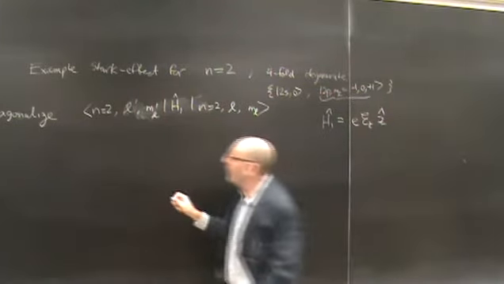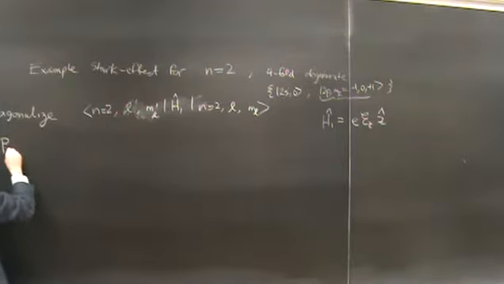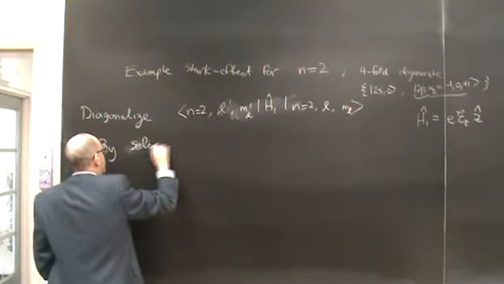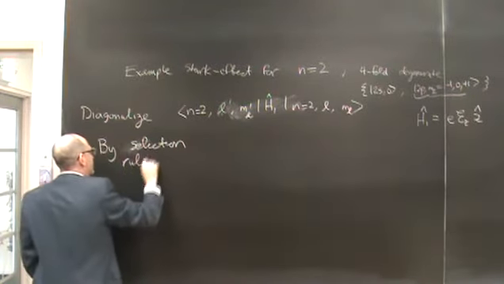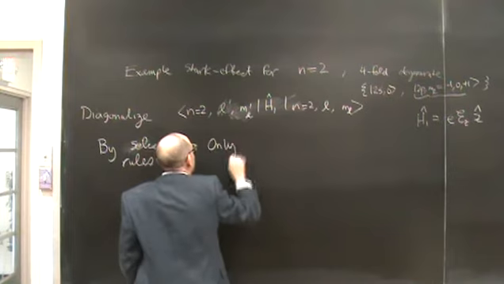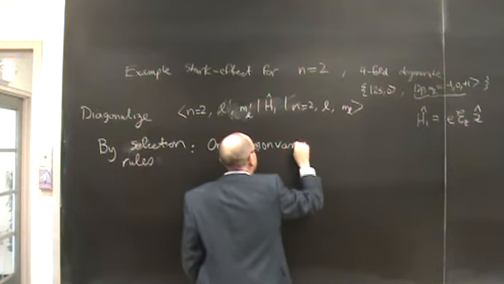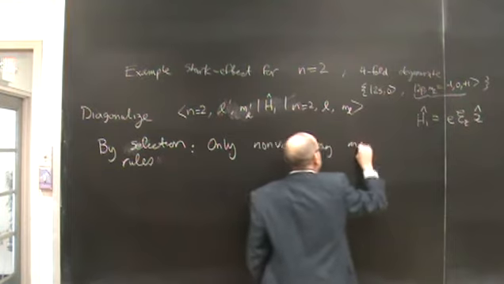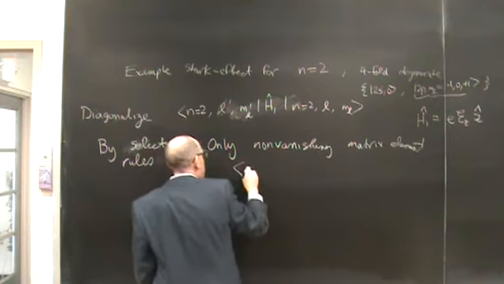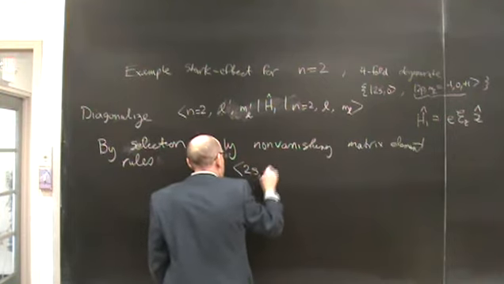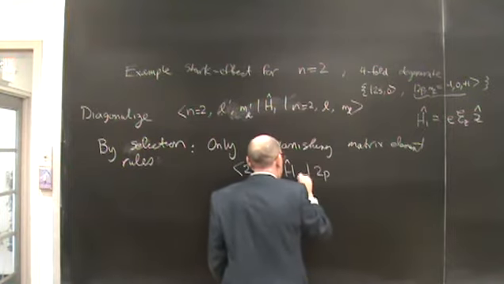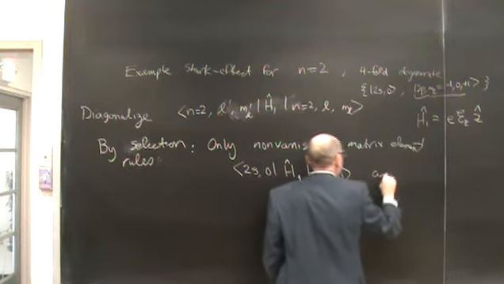So the only non-vanishing matrix element, by the selection rules, is the 2s H1 2p 0, and its conjugate.